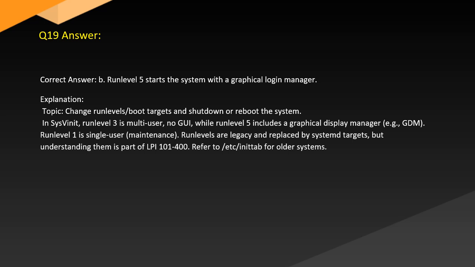In sysvinit, run level 3 is multi-user, no GUI, while run level 5 includes a graphical display manager, e.g. GDM. Run level 1 is single user maintenance. Run levels are legacy and replaced by systemd targets, but understanding them is part of LPI.